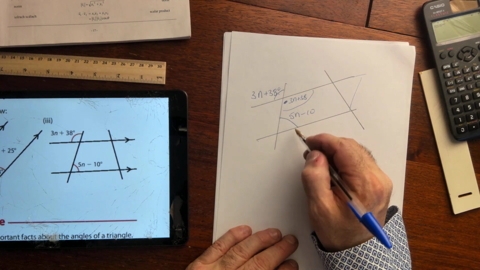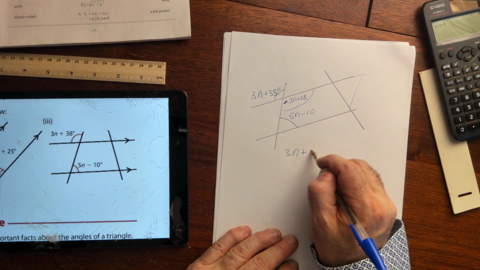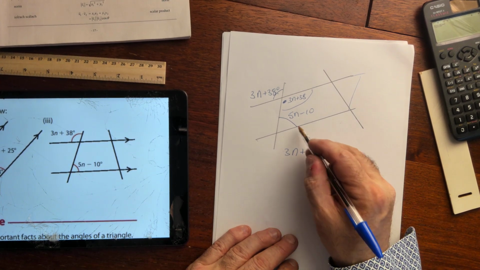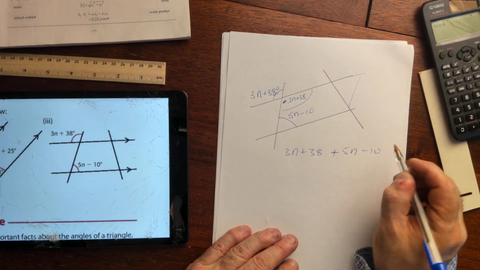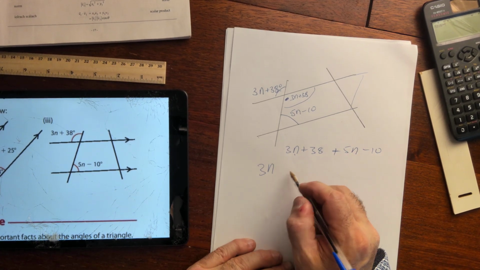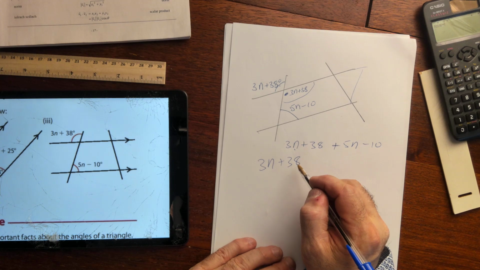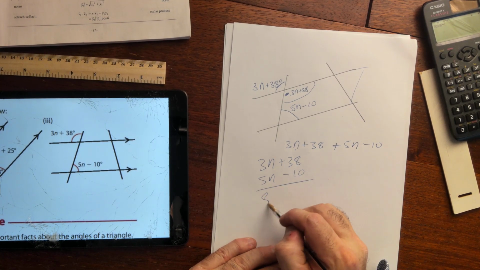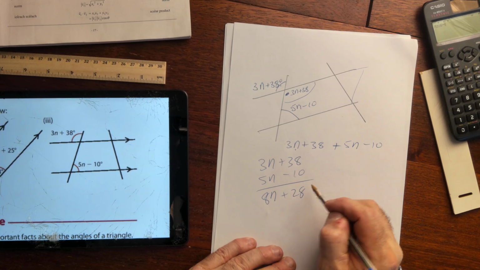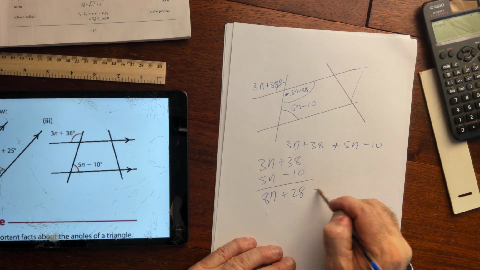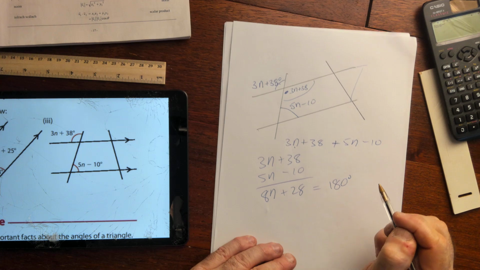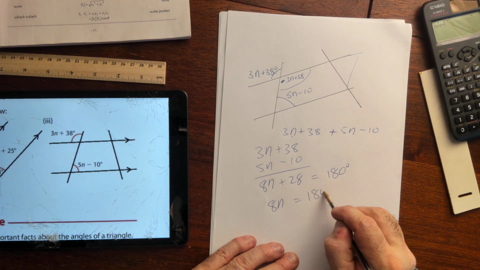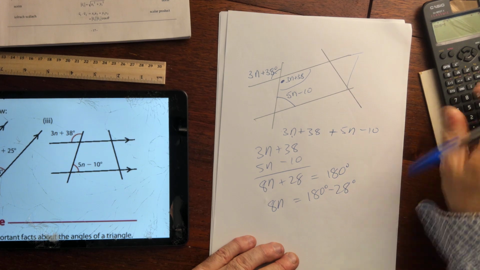So what we're going to do is add them together. Now if we add them across the page, it'll look like this. I don't need to introduce a bracket when I'm adding a binomial, so I'm not going to. But I would also say it's much easier to stack them the way we do with addition in primary school, so we can certainly do it this way as well. Either way, you get 8n plus 28. And we know that that's equal to 180 degrees. Okay, so we get 8n equals 180 degrees minus 28 degrees.